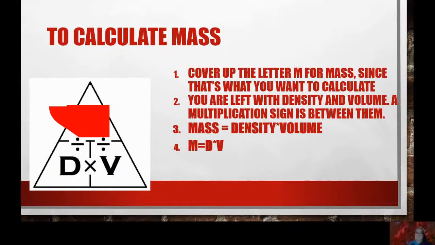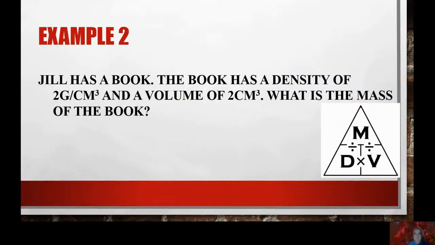So, example 2, we have Jill has a book and the book has a density of 2 grams per centimeter cubed. That's our first source of information. Every single time you see a number, highlight it, underline it, do something to it so that you know that's going to be information you may be able to use later to calculate something. And we're getting told that that's the density, so that's important to know as well.